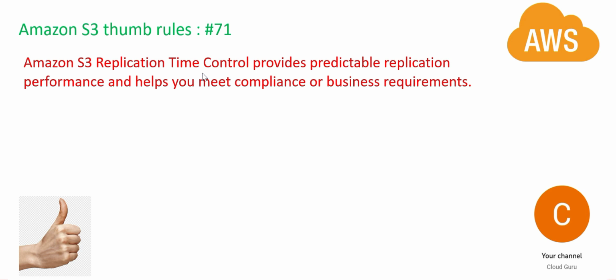So that means anytime these two regions cannot be out of sync for more than a minute. For more than a minute, it cannot be out of sync. If you have such features to be implemented, use replication time control to predict the replication performance, and that will help you to meet the compliance or the business requirements.